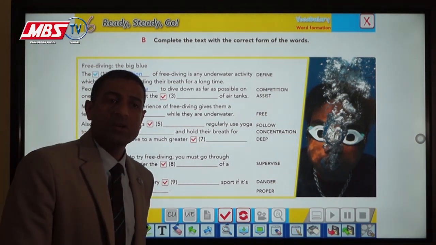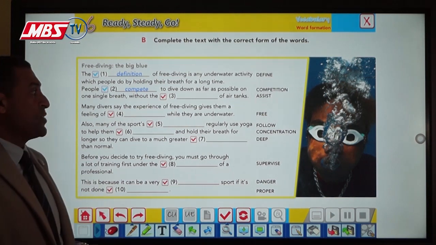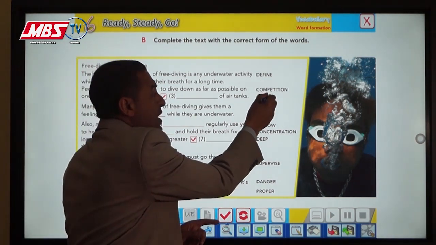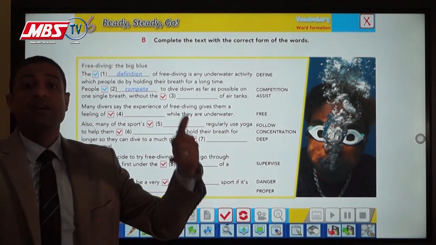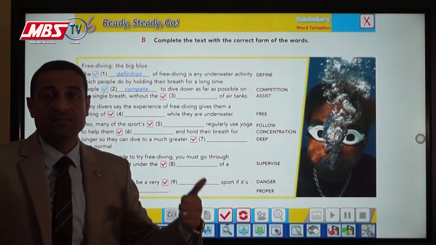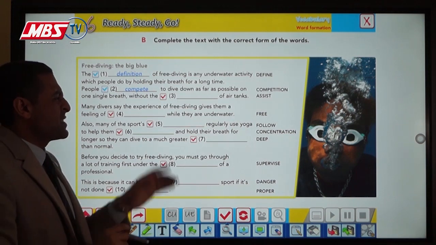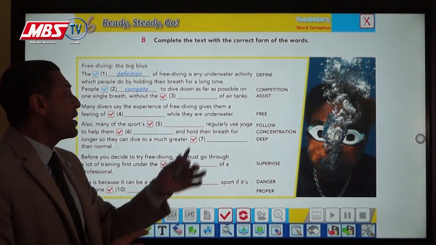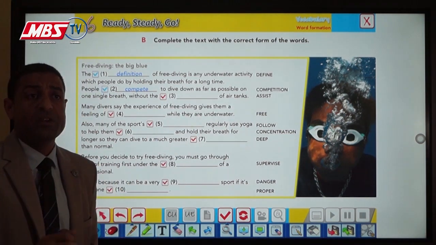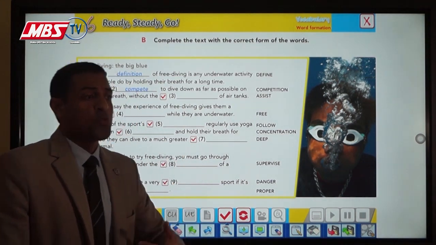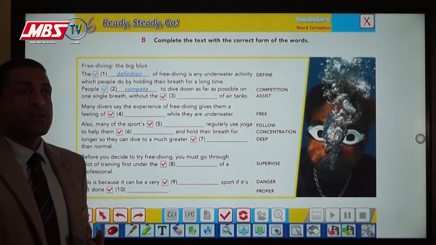I think it's a noun? Yes. But what kind of noun? I have two forms of the noun for this word: assistant and assistance. So here, without the assistance of air tanks, do I need to complete using the noun for the person or for the abstract thing?